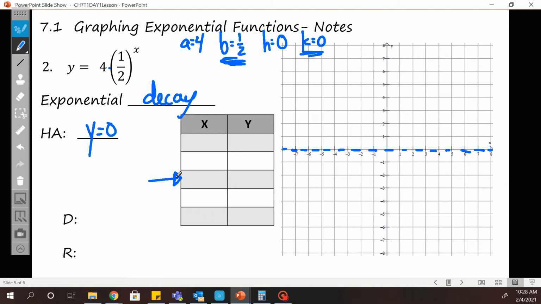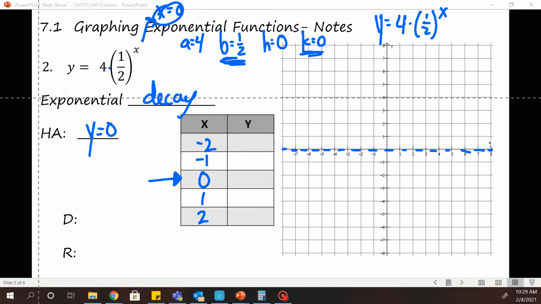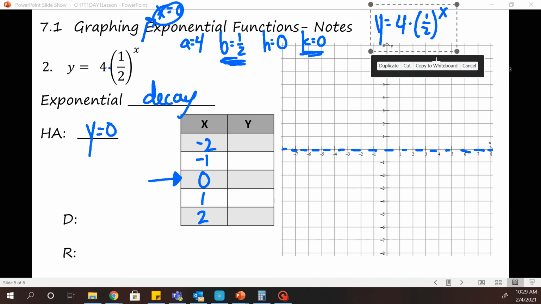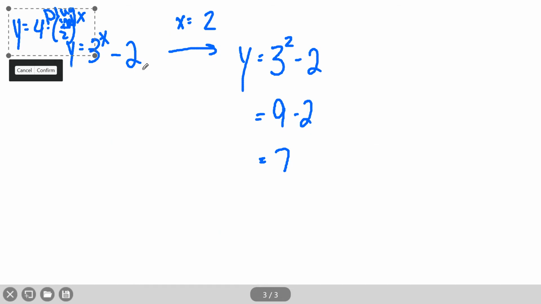As far as the table, we're going to start in the middle. So this should be whatever will make the exponent equal to 0. Well, the only thing that's in the exponent is x. So we set the exponent equal to 0, x equals 0. So 0 goes in the middle. Then we have 2 to the right, 1 and 2. 2 to the left, -1 and -2. And then we plug each of these x values into the equation. So y is equal to 4 times 1/2 to the x.